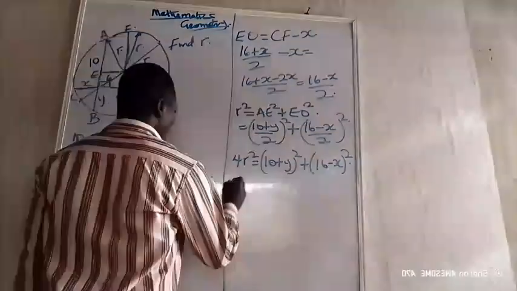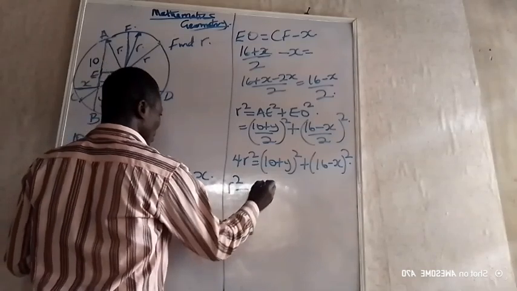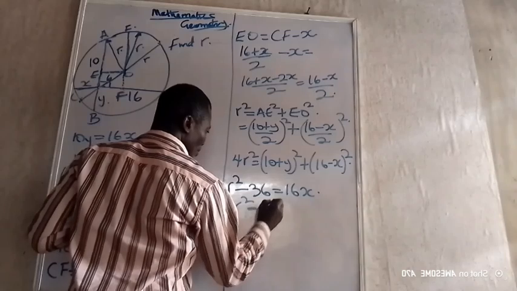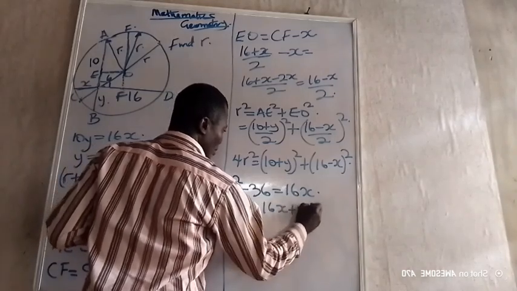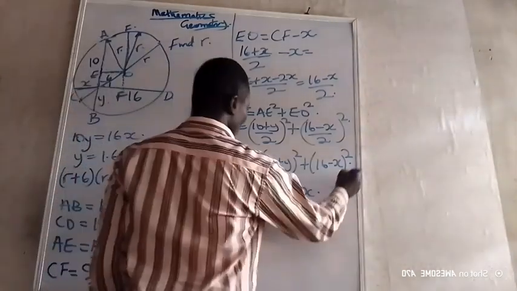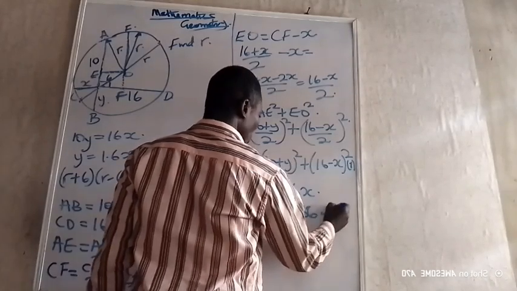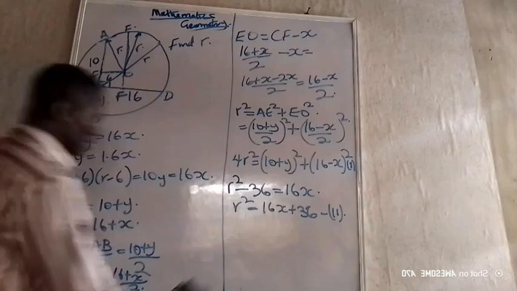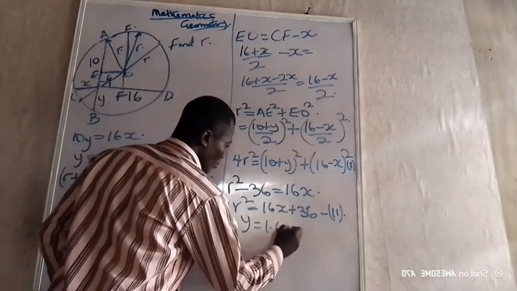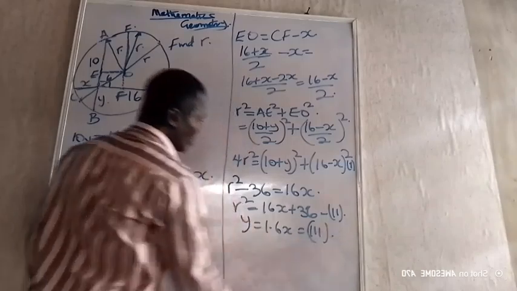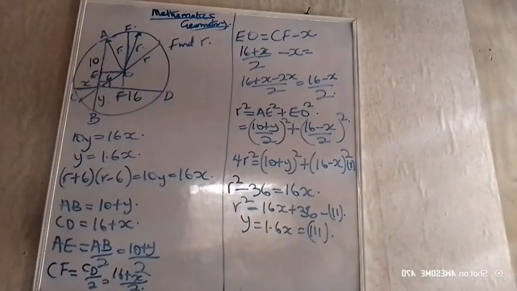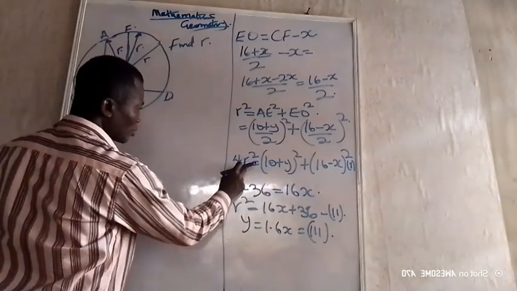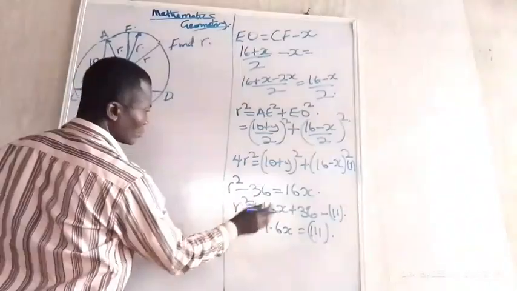So I can now say R squared minus 36 is equal to 16x. So R squared is equal to 16x plus 36. So I can call this one equation 1, this one equation 2. And from here too, I have y equals 1.6x. Equation 3. So from this, I should be able to get R. So from this, I can substitute R squared here into this equation.